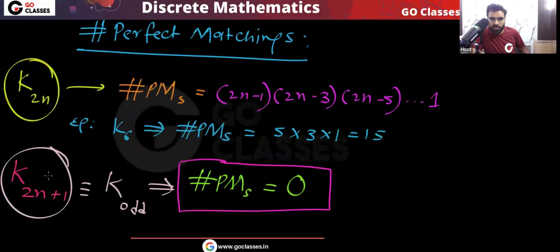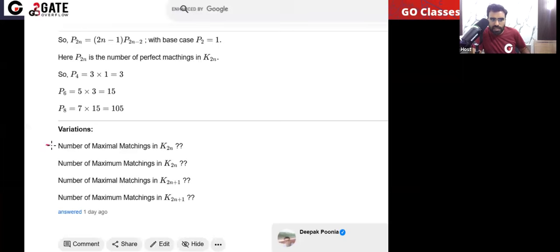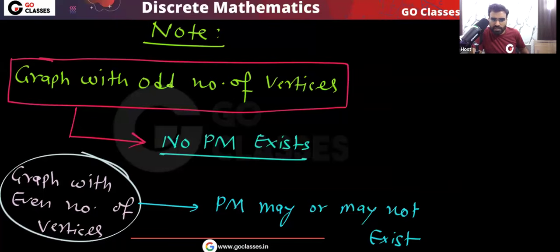So you can see, if you have a complete graph on an odd number of vertices, the number of perfect matchings will be 0. But if you have a complete graph on an even number of vertices, the number of perfect matchings we have already found. Now let's discuss the number of maximal matchings and maximum matchings in K2n and also in K2n plus 1, that is, in a complete graph on an even number of vertices and on an odd number of vertices.